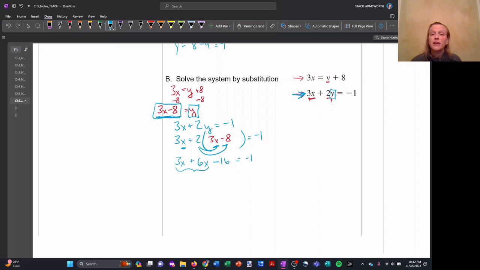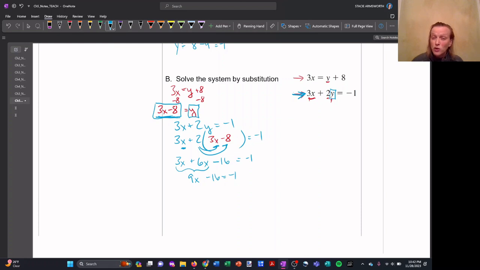I'm not quite done simplifying yet because I still have like terms to combine. So I've got 3x plus 6x is 9x, minus 16 is -1. And now I've simplified the left side as much as I can. So I'm going to solve for x to get x all by itself.